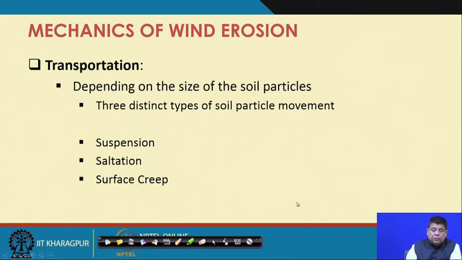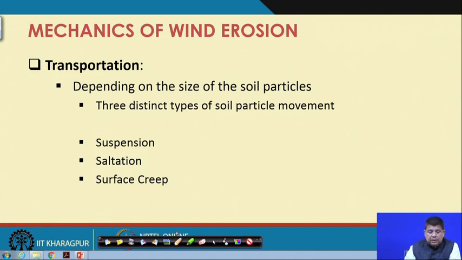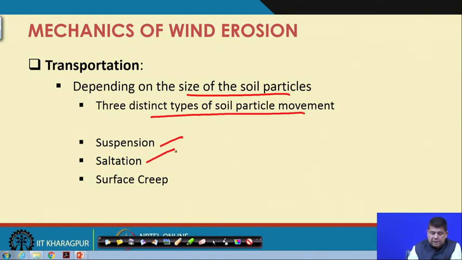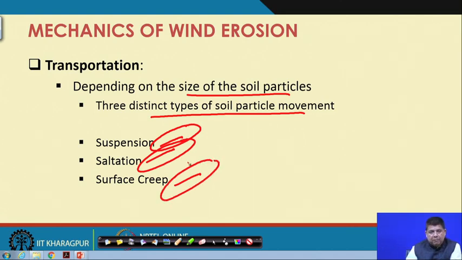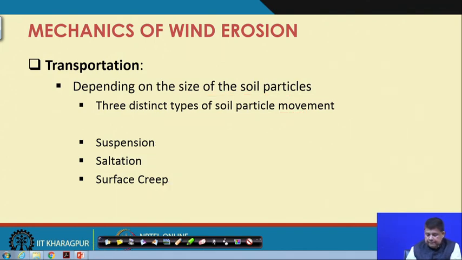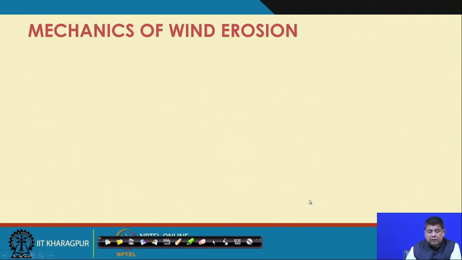Then we come to the second phenomenon, that is deposition. Here also, like in the case of water erosion, depending upon the size of the soil particles, there are 3 distinct types of soil particle movements: suspension, saltation and surface creep. You remember in case of water we also called them suspension and saltation, but there we called the third traction or bedload movement. In this case we call that surface creep. That is the only name change.